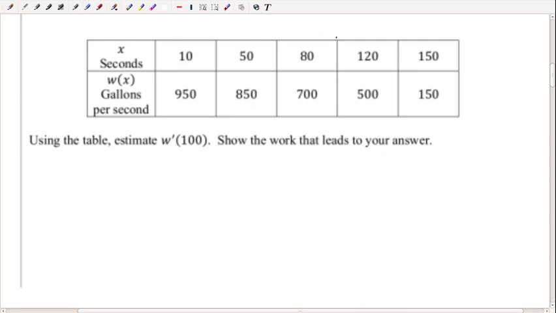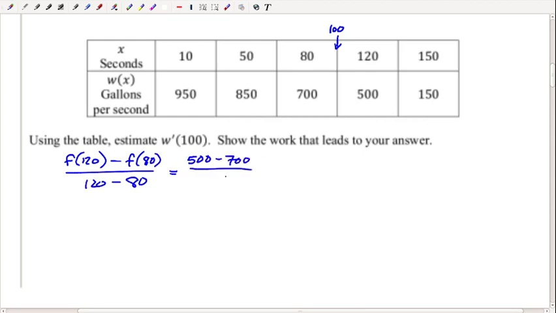Okay, so 100 is going to be right between 80 and 120. This is where my 100 would fit in. So I'm going to use 80 and 120. W of 120 minus w of 80 over 120 minus 80. And w of 120 is 500. W of 80 is 700. 120 minus 80 is 40. So this is going to be negative 200 over 40. If you do that division, this is negative 5.